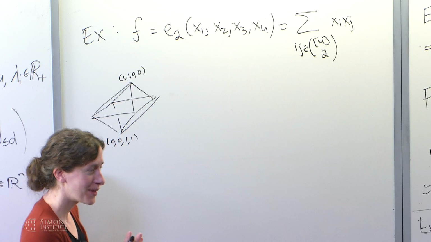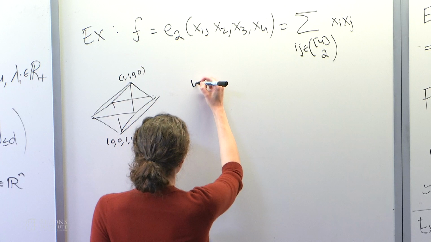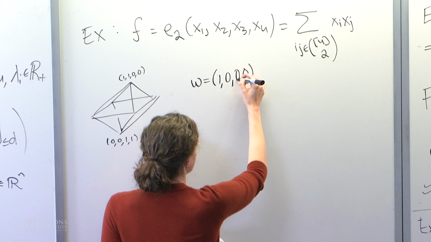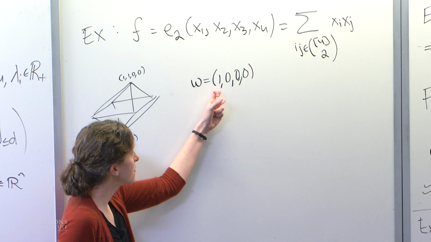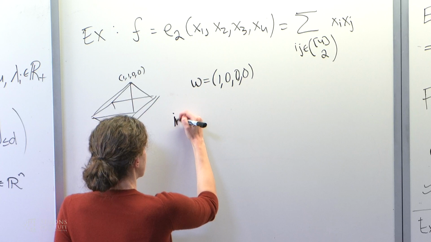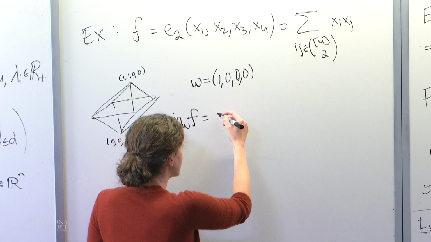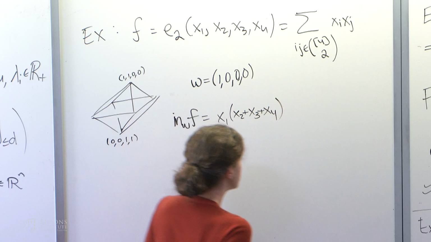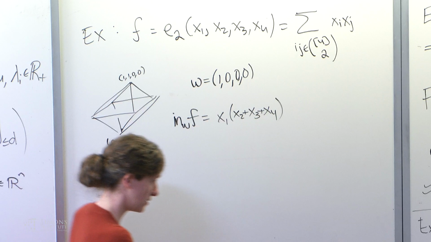And if we pick off, we can pick off faces of this using weight vectors. For example, if we take (1, 0, 0, 0), that says we'll pick out all of the things with the highest degree in x1 from this polynomial. And that's just going to be all of the terms with an x1, right? So I'll get x1 times (x2 plus x3 plus x4).